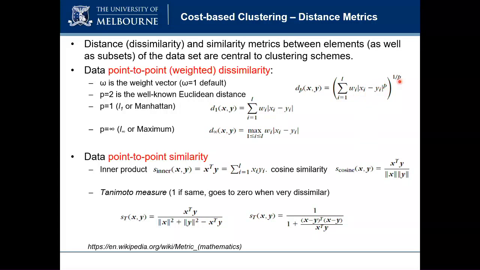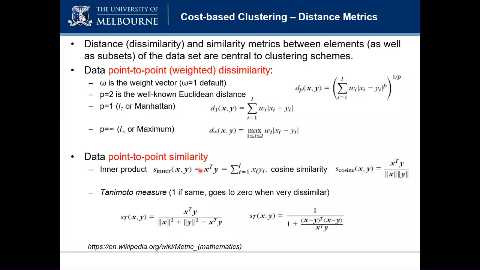And if I write it this way with p and 1 over p, p equals 2 will be the well-known Euclidean distance that we know. P equals 1 will be then the L1 norm or the Manhattan distance, or p equals infinity, then the L infinity norm, or taking the max from the dimensions and use that to define the distance between the two. So that is a quick look at how distances can be defined.